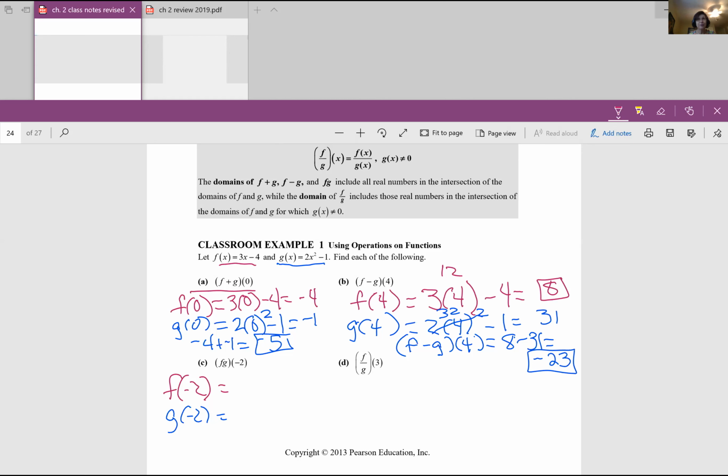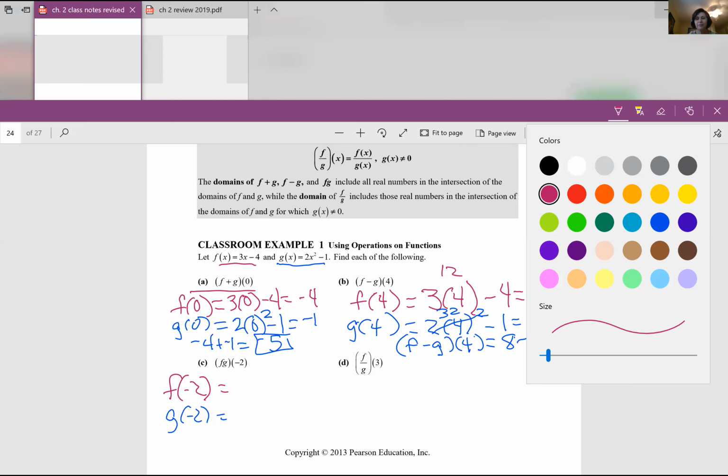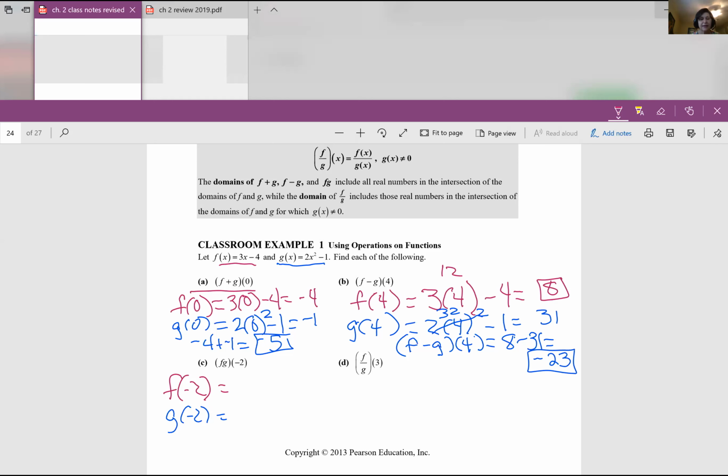Okay. I will tell you, the majority of you gave me the right answer, which is awesome. And actually, I think the one who had a little misstep caught it and fixed it. So if I plug into the f function, 3 times negative 2 minus 4, when I clean that up, 3 times negative 2 is what? Negative 6. And negative 6 minus 4 is negative 10. Did y'all get that? Yes.